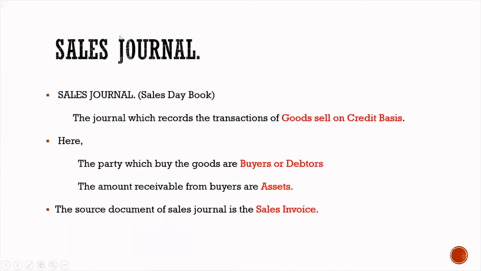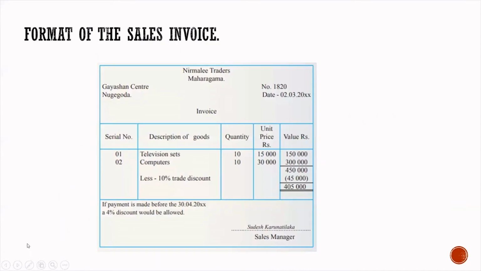Next, we discuss the sales journal. So the sales journal, also called the sales day book, is the journal where goods sold on credit basis are recorded. So when we are selling our goods on credit to an external party, they become our debtors, right? So the amount receivable from them, because they have to pay us money in future, is considered a current asset. So the source document of the sales journal will be the sales invoice, right?